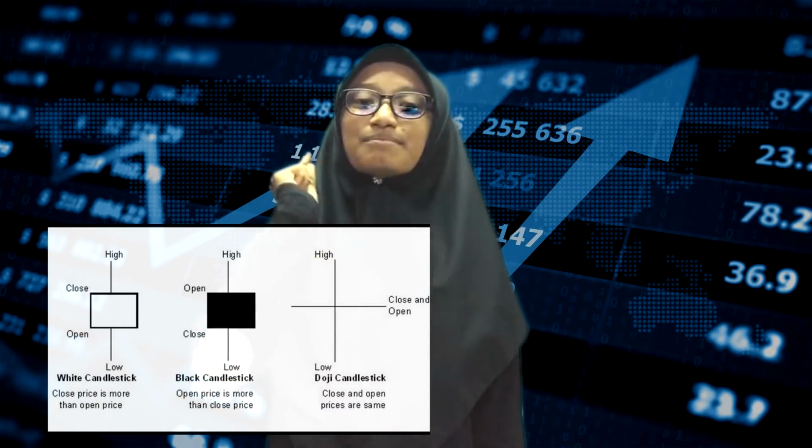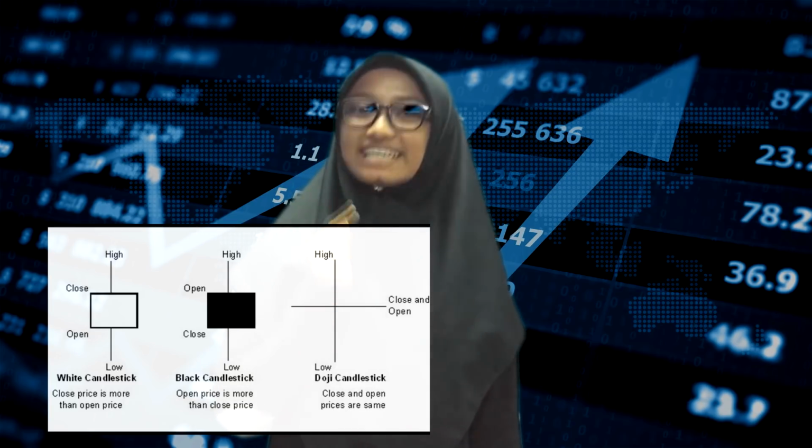Next, before I end, there are three types of Japanese candlestick chart. The types are the white candlestick, black candlestick, and doji candlestick. For the white candlestick, the closing price is higher than the opening price. For the black candlestick, the closing price is lower than the opening price. For the doji candlestick, the closing price and the opening price are the same. Most investors say that the Japanese candlestick chart is easy to read as the information is related.